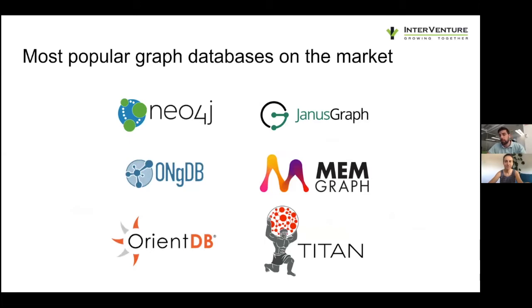The most popular option for graph databases on the market is definitely Neo4j. If you want to check out something, definitely check out Neo4j first. ONGDB is a fork of it. I will mention it later. And you will have in this presentation the reference to a few other bigger graph databases.